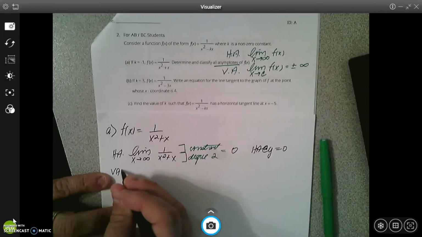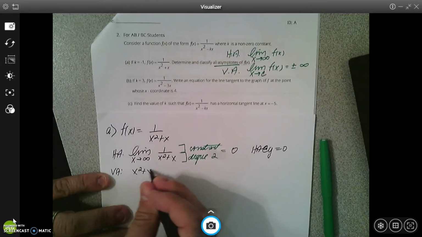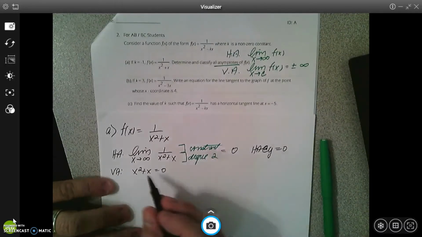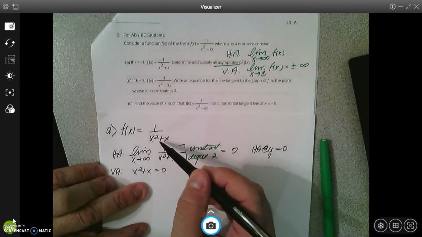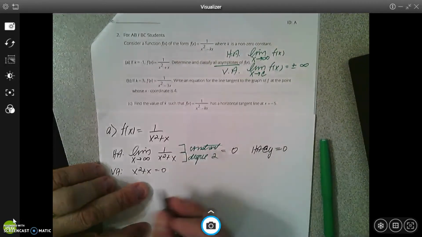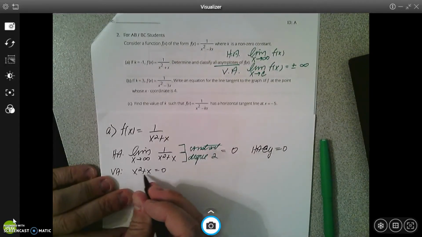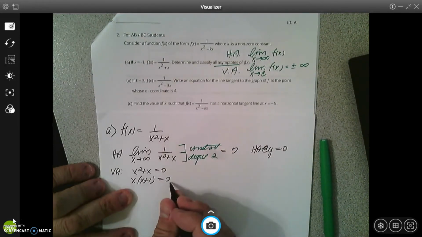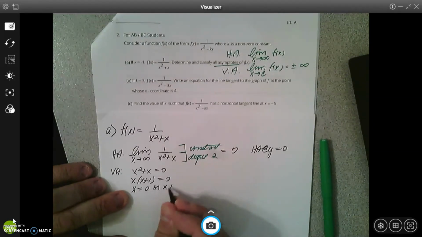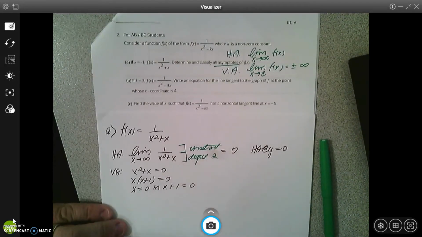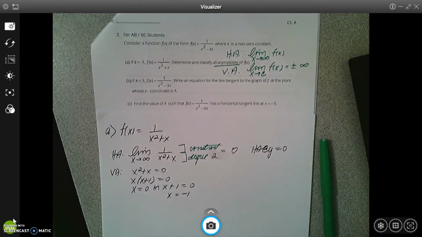For vertical asymptotes, we start by setting the denominator equal to 0, and we're looking to see where the denominator equals 0. Because whenever the denominator is equal to 0, your function would be 1 divided by 0, which is not possible. And so these are going to be your candidates. x squared plus x is equal to 0. I can factor out the x, which leaves me x times x plus 1 equals 0. If that product is equal to 0, then x is equal to 0, or x plus 1 is equal to 0. Solving the second equation, we get x equals -1.